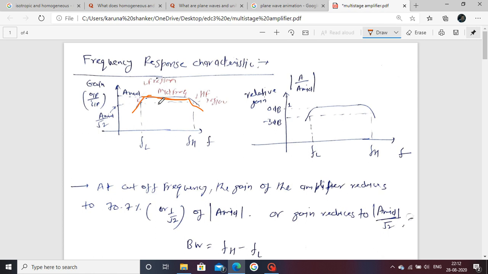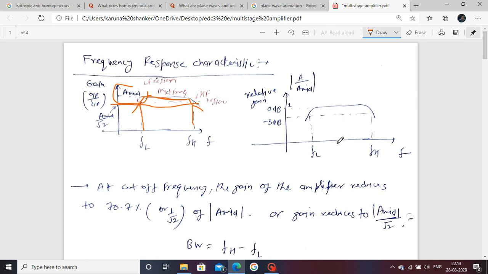in this representation, the mid frequency range gain is represented by capital A, suffix mid, and this cut point on the y-axis is represented by A mid upon root 2. This cut point is indicated on the x-axis. This one is the lower cutoff frequency, then the next one is the higher cutoff frequency. The higher cutoff frequency minus the lower cutoff frequency is called bandwidth.